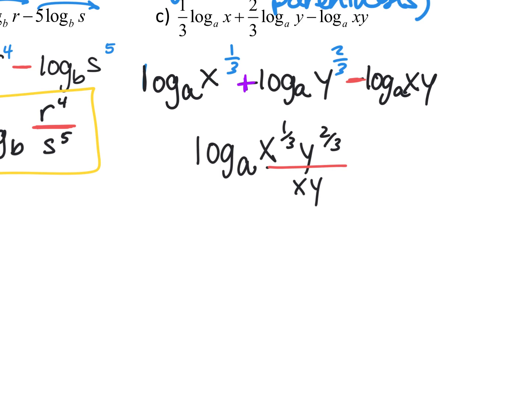Okay, in the top of the fraction, you should have x to the 1/3, y to the 2/3, because they were multiplied. xy was divided, so that should go in the denominator. All right, there's those two.